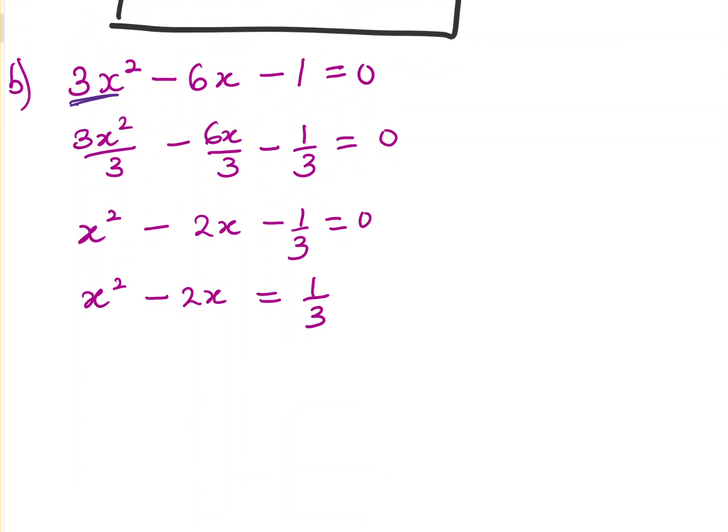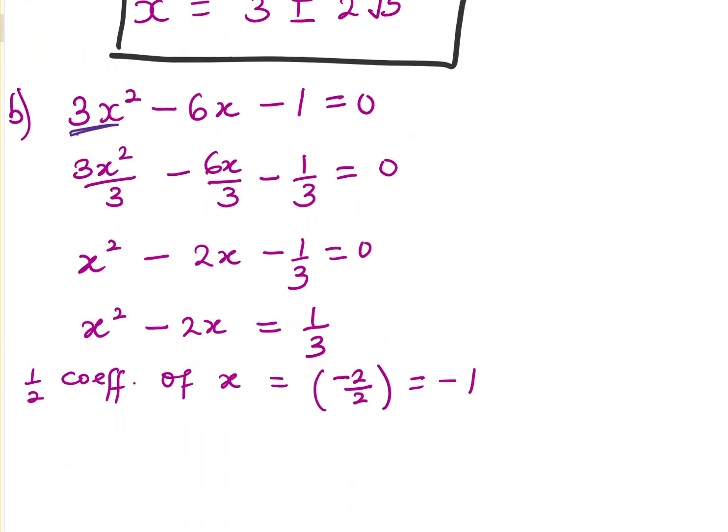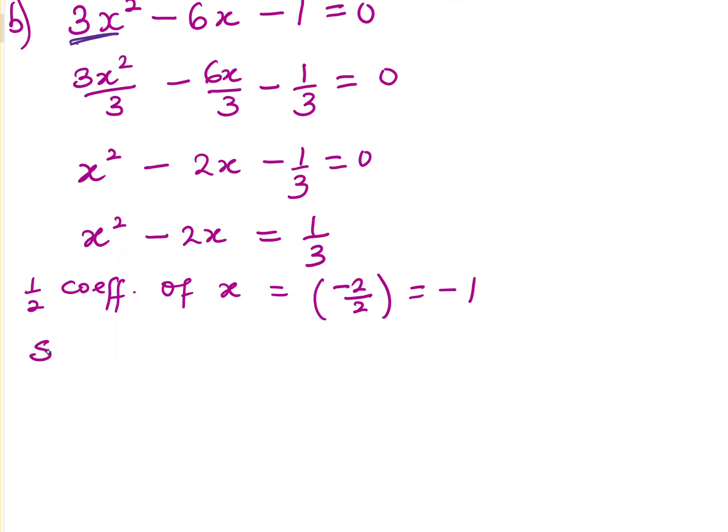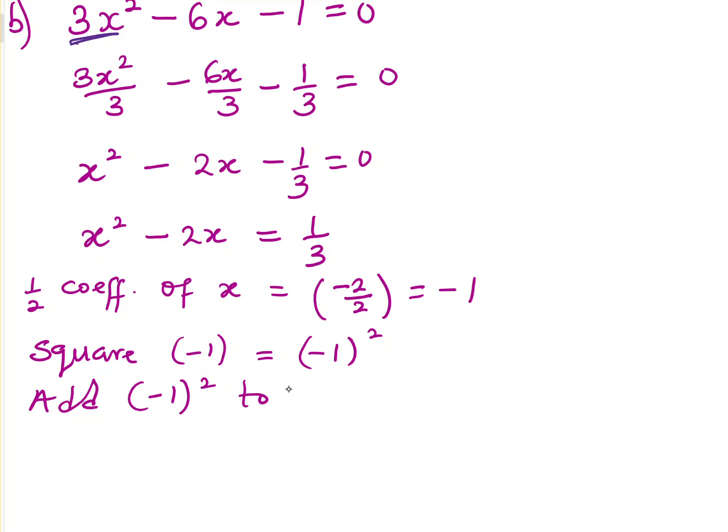So the next thing we do now is to consider the half coefficient of x, which is, the coefficient of x is minus 2. Always consider the sign, it is minus 2. So half of that will be negative 1. So the next thing to do is to square negative 1, and that is negative 1 squared. And the last thing to do there is to add the square of that negative 1 to both sides.